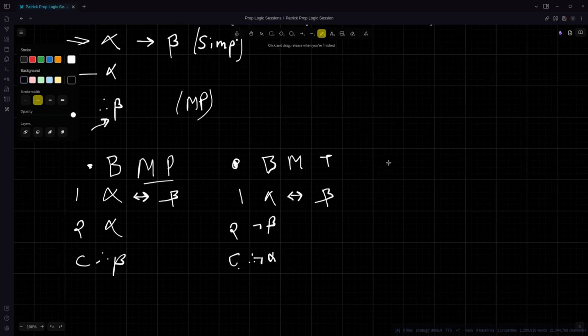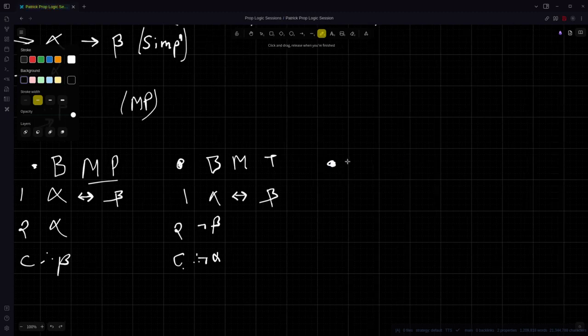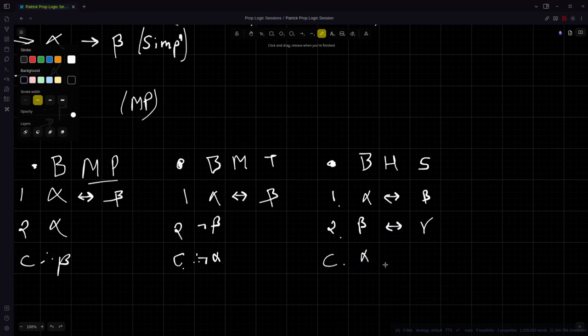Then the other would be a hypothetical syllogism. It's basically the same principle, so it's going to be a biconditional hypothetical syllogism. What you can do is you have 1, 2, and C. The first premise will be alpha if and only if beta, then beta if and only if gamma, and then you have alpha if and only if gamma. And the idea is basically the same.